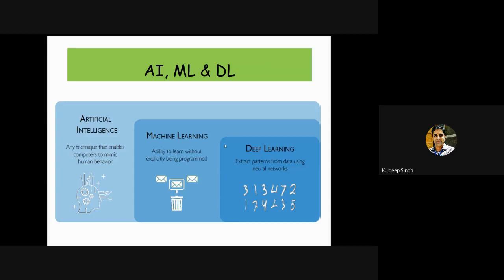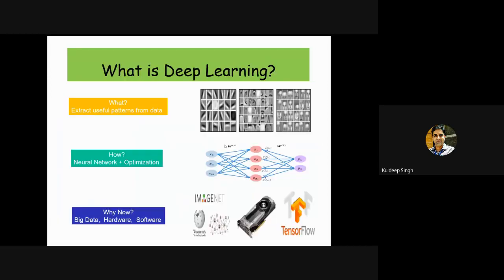Deep learning is capable of extracting patterns itself automatically from the underlying data. Underlying data can be image, it can be audio, it can be text, any kind of data can be provided. It will be able to extract the features itself. So that's about deep learning. I hope I was able to clarify the difference between these three terms.